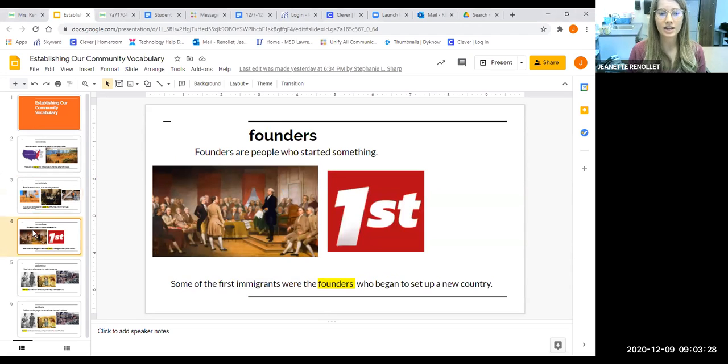Our next word is founders. I want you to say the word, say the definition, and do the motions with me. Are you ready? Founders. Founders are people who started something first. So immigrants moved here on boats. They started building colonies to live in. They were establishing their own community. And we call them founders.